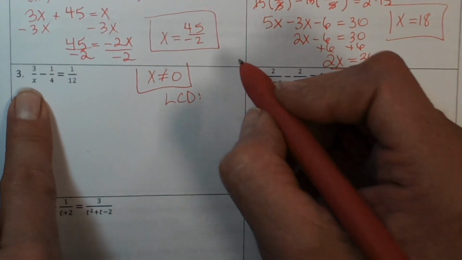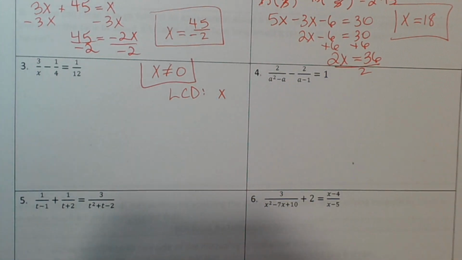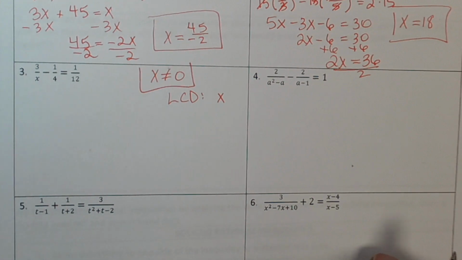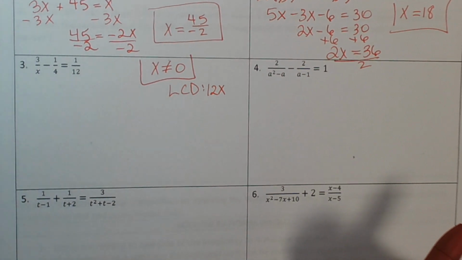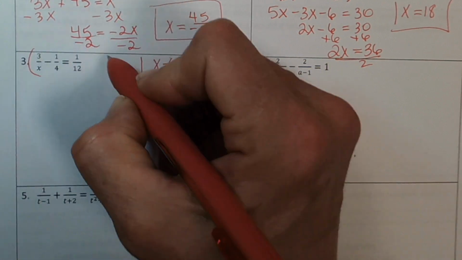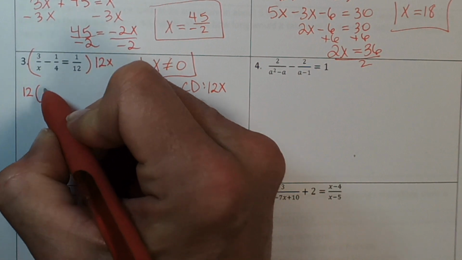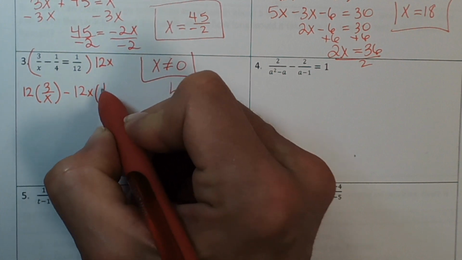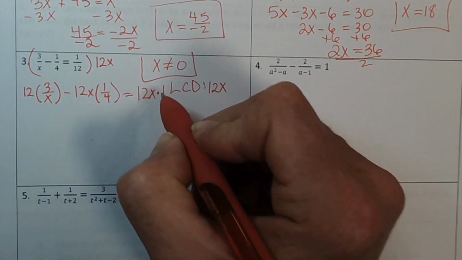And then let's talk about what our least common denominator would be. Well, I have an x, so I need to have an x. Then I have 4 and 12, so I think about the least common multiple of 4 and 12, and that would be 12. So 12x, and typically you write your coefficient in front of the variable. So we're going to multiply all of this by 12x, so I have 12x times my first fraction minus 12x times my second fraction equals 12x times 1.